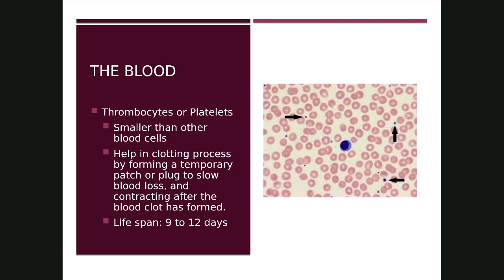So thrombocytes are platelets. They're smaller than any other blood cells. They help in the clotting process by forming a temporary patch or plug to slow blood loss and contracting after the blood clot has been formed. Their lifespan is 9 to 12 days.